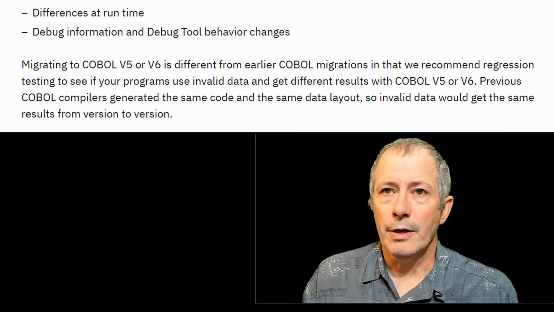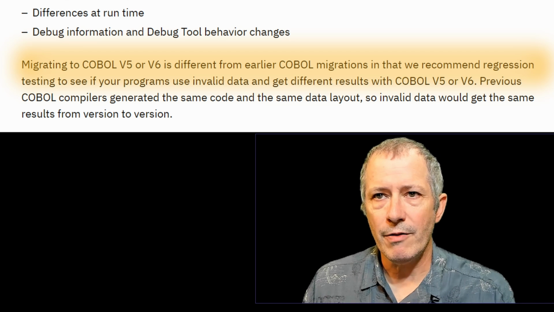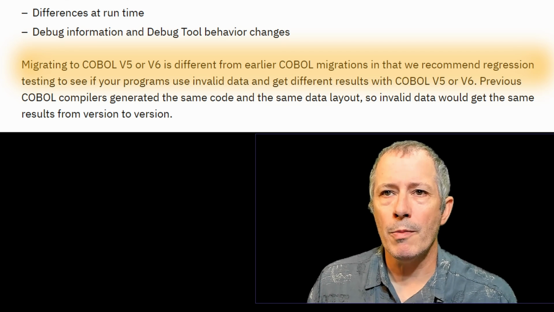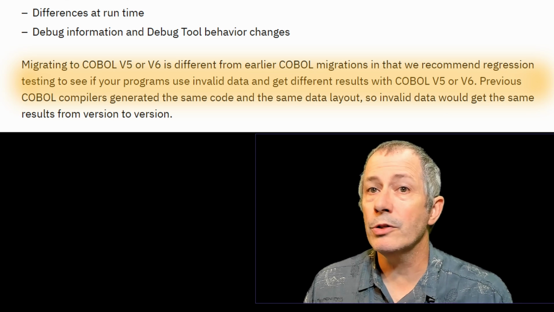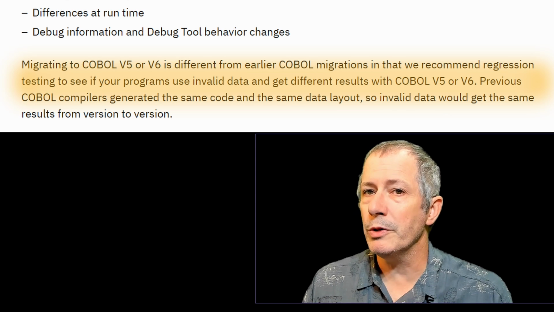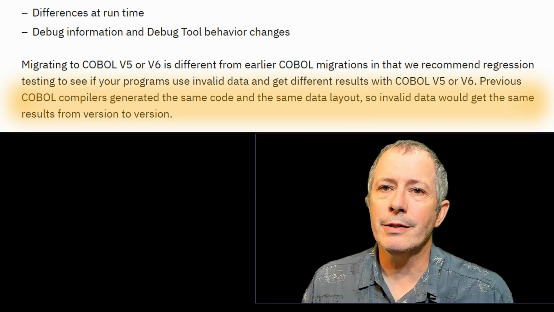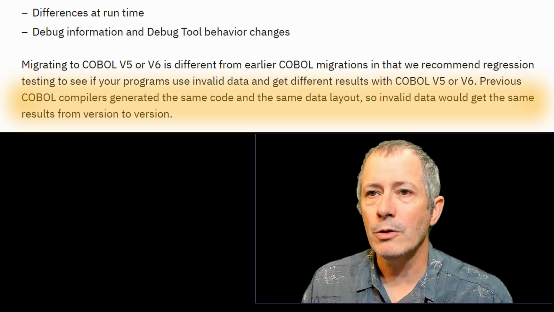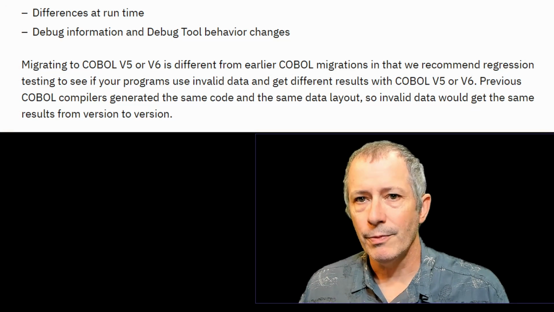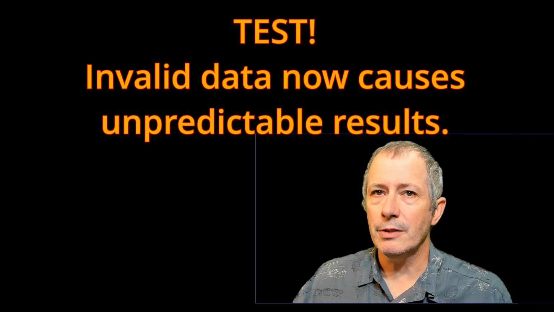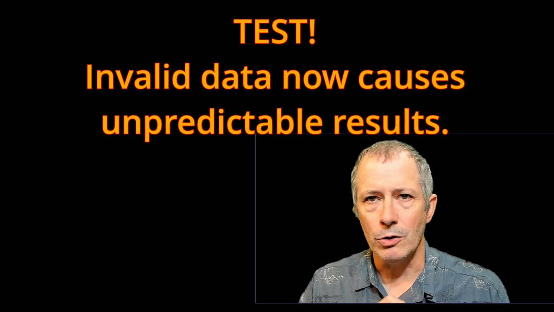This warning appears in the IBM COBOL 6.1 Migration Guide. Migrating to COBOL version 5 or 6 is different from earlier COBOL migration in that we recommend regression testing to see if your program uses invalid data and gets different results with COBOL 5 or 6. Previous COBOL compilers generated the same code and the same data layout, so invalid data would get the same result from version to version. To summarize that, IBM is saying, you better test because invalid data now causes unpredictable results.